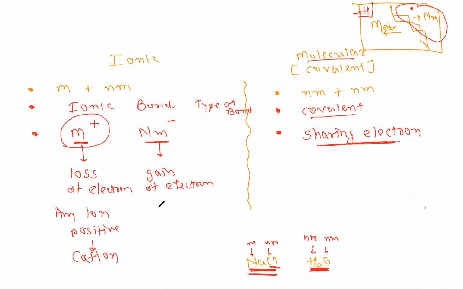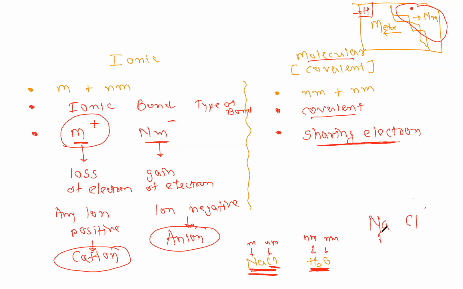While an ion with a negative charge is called an anion. So if you come across this term, you should know what it means. If there is any ion which carries a negative charge, we call it an anion. So in this example, NaCl, we can call Na a cation and Cl an anion. Is that clear? Yes. Everybody?